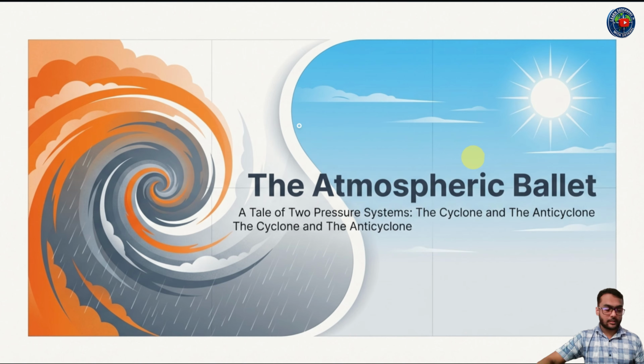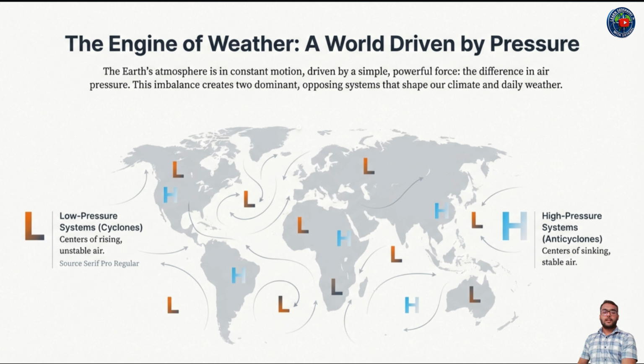Good morning, everyone. Today we are going to discuss cyclone and anticyclone, two opposite air pressure conditions in Earth's atmospheric phenomena. First of all, the Earth's atmosphere is in constant motion driven by a simple, powerful force: the difference in air pressure, that is low pressure and high pressure. This imbalance creates two dominant opposing systems that shape our climate and daily weather. That is cyclone and anticyclone.